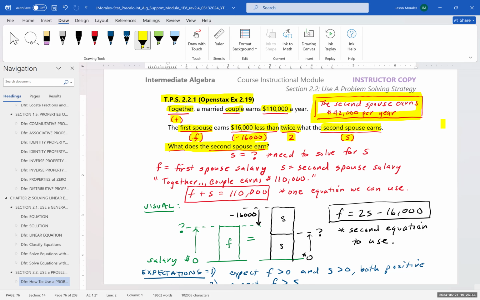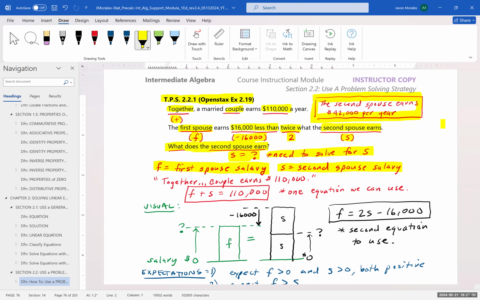Okay, so these are all the different parts of this word problem that I've identified. We're trying to figure out what the second spouse makes, so we need to solve for s. Like I just said, the first spouse we're going to label with a lowercase f, and the amount that the second spouse makes, their salary, is going to be a lowercase s.